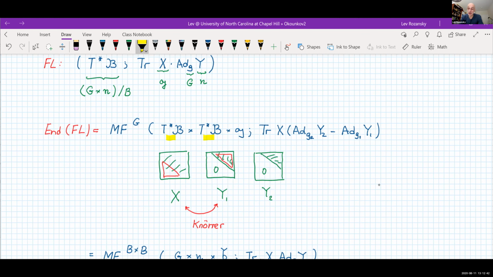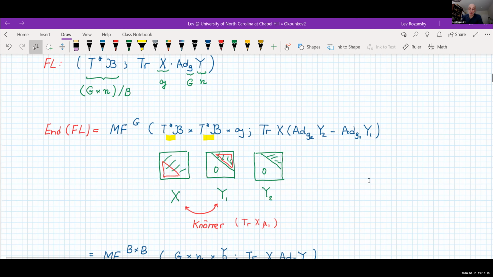Then X times the first moment would pair the red triangles. It would pair the upper part of Y1, which is the whole Y1, with the lower triangular part of X. That's what the trace of X mu1 does, pairs them up. And so by Knorr periodicity, you can throw away both. So Y1 is completely gone. And what remains of X is upper triangular matrix.